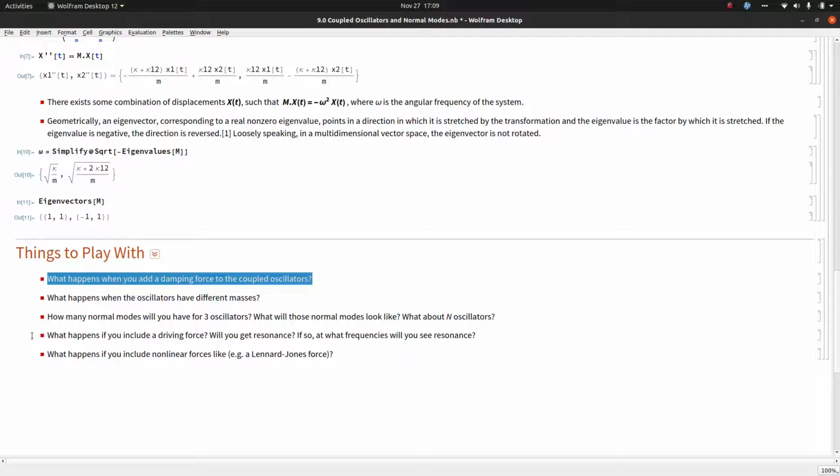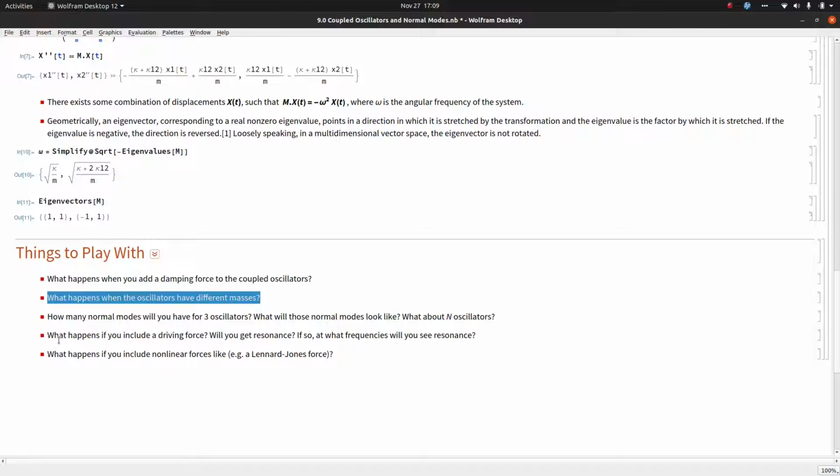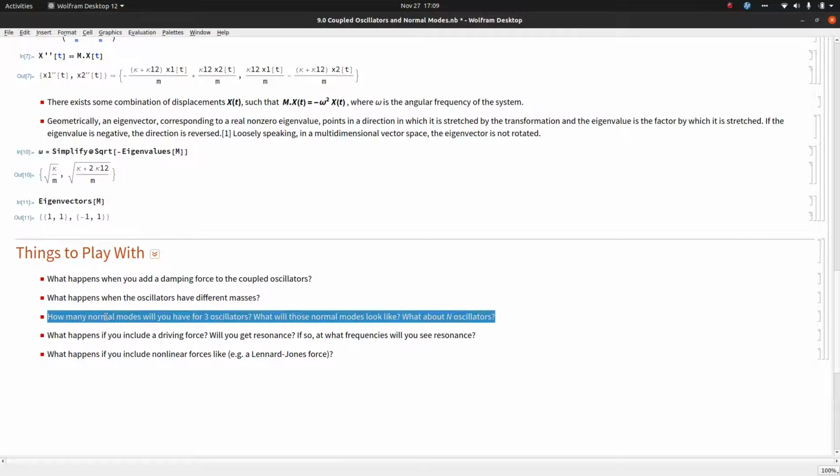What happens when you add a damping force to coupled oscillators? How does that change the system? What happens when the oscillators have different masses? So we started with a system that had 2 masses, but they were identical masses. What happens if one's 1 kilogram, but the other one is 3 kilograms? I guess I already answered this one. How many normal modes will you have for 3 oscillators? In one dimension, at least, there will be 3 normal modes. And what will those normal modes look like? What would it look like if you had n oscillators?